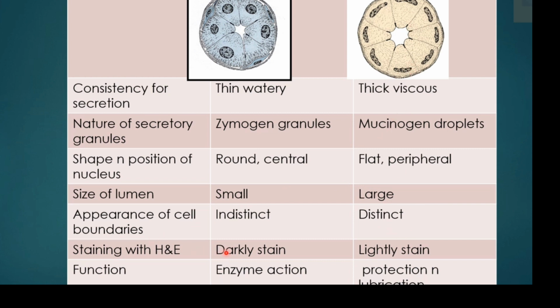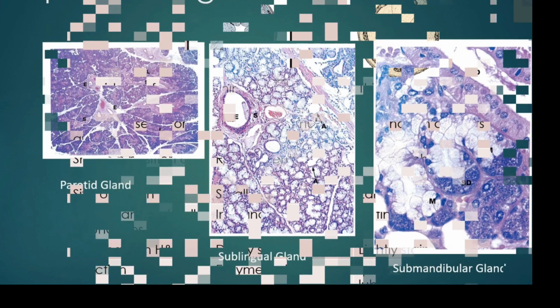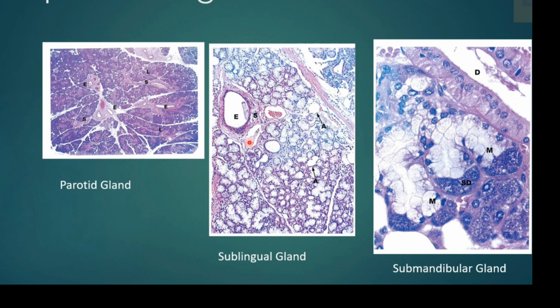Staining with H&E: the serous cell stains darkly with both eosin and hematoxylin, and the mucus cell stains lightly. Function is enzymatic in the serous, and the function of the mucus is protection and lubrication. Examples: the parotid gland is serous, and an example of the mucus is the sublingual gland. So this is the comparison.